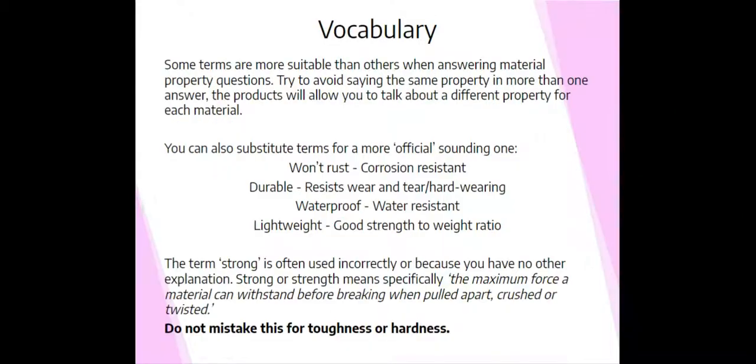When you're writing these questions, it's really important to consider the vocabulary that you use because some terms are more suitable than others. Try to avoid using the same property in more than one answer. So for example, if you know that 2 different metals are both corrosion resistant, don't repeat corrosion resistance as an explanation in another answer. You can also substitute terms for more official sounding ones instead of saying something like the material doesn't rust. Say something about corrosion resistance instead, just to help improve your use of the right terminology.